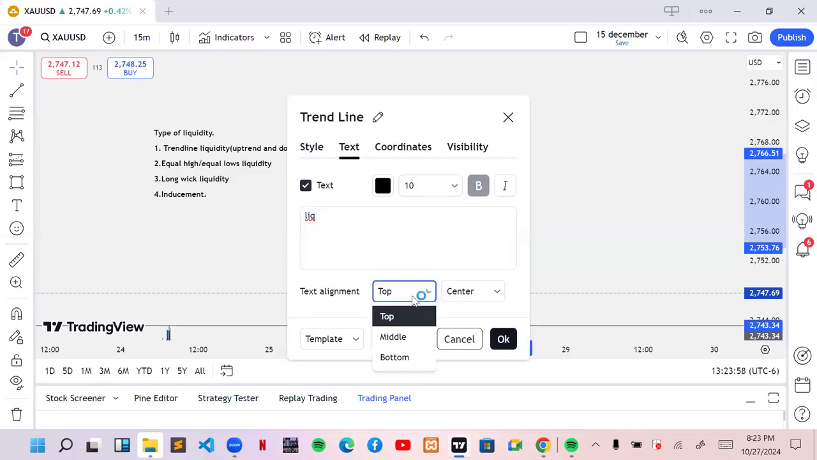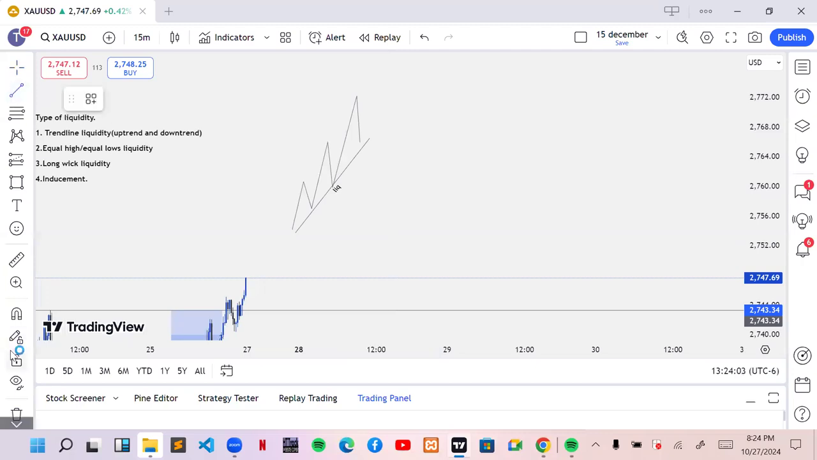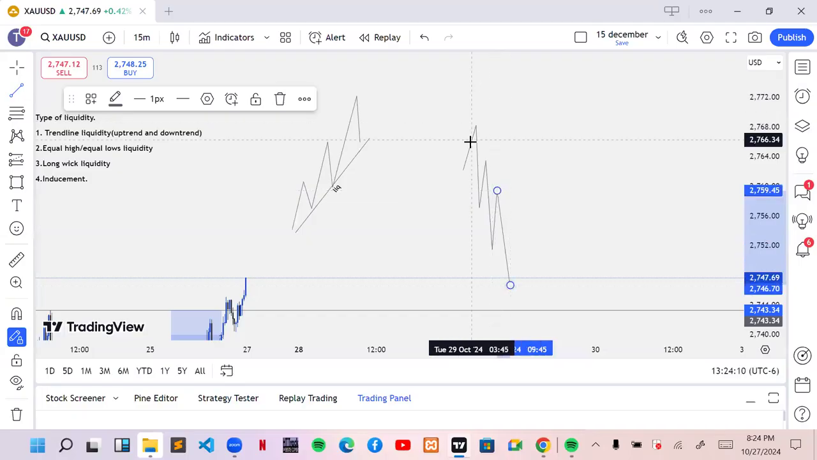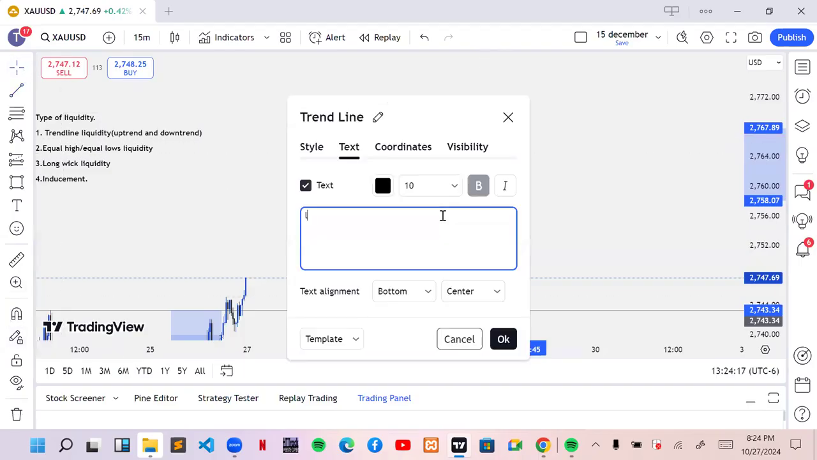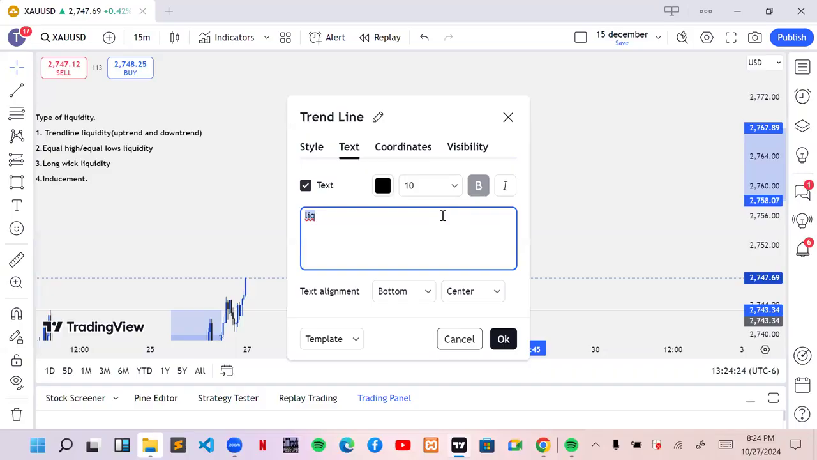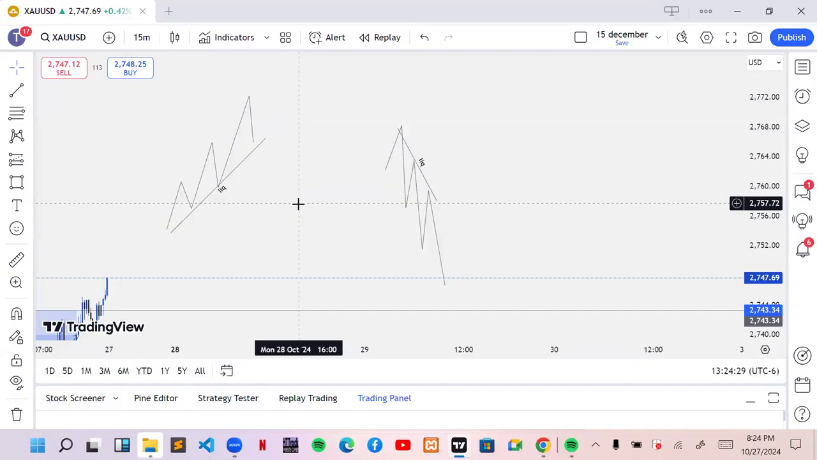So if it's an uptrend, just know there's liquidity being accumulated down here. And if it's a downtrend, lower highs and lower lows, there's liquidity being accumulated on the upside. So these are the types of liquidity: the trend line liquidity, the uptrend and the downtrend.